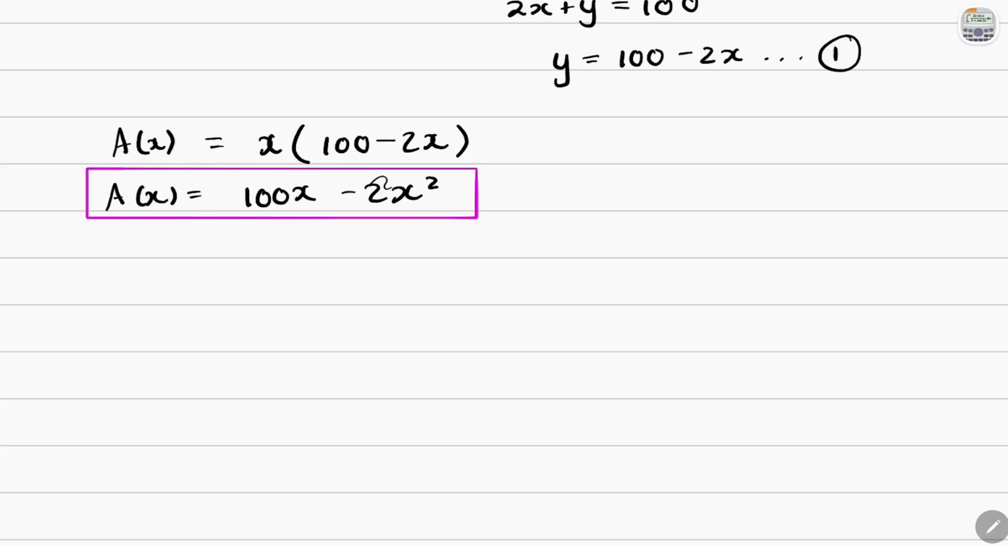And it's specifically what type of parabola? As you can see, the coefficient of x squared, the number in front of x squared, is a negative 2. So it ends up creating a sad face parabola or a concave down parabola. So this parabola is a graphical representation of the area of the shape at different x values.